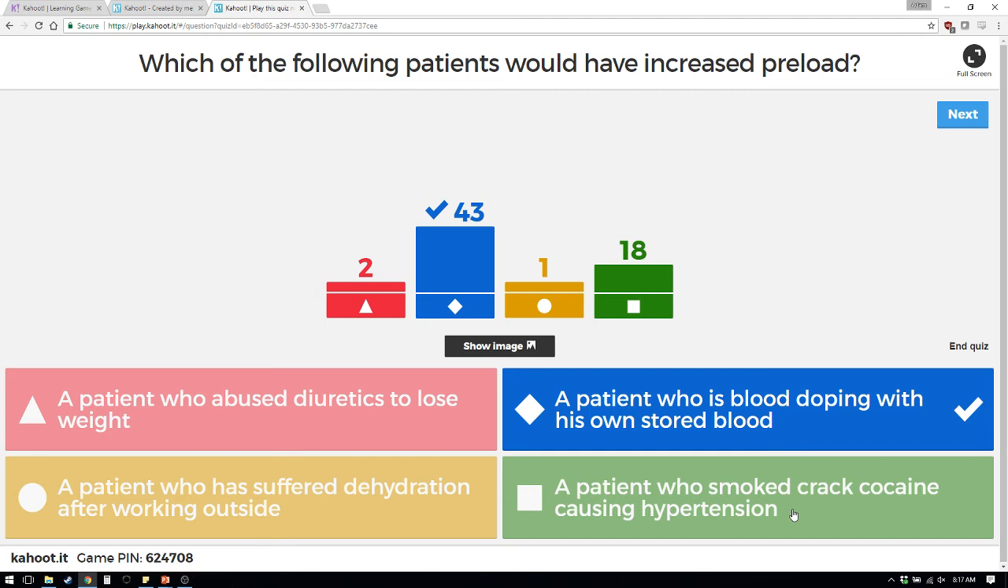You don't see a ton of that preload effect because, again, the veins are very compliant. They're able to hold that extra blood. So even if your arteries are really going to be constricted down, the veins can kind of compensate for that, right? So you don't necessarily see a ton of preload effect. All of it's mainly going to be the afterload effect there, okay? Obviously, the person who's dehydrated, that would be reducing the preload, and someone who's abusing diuretics to lose weight would also be dropping preload at that point, right? Because their blood volume would be down in total.